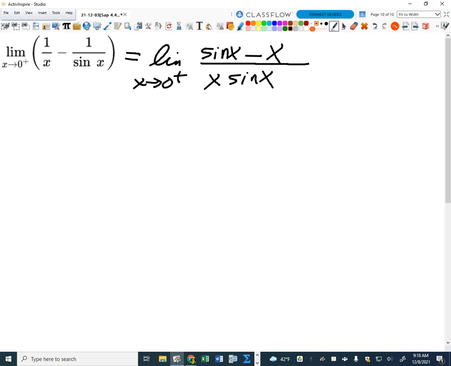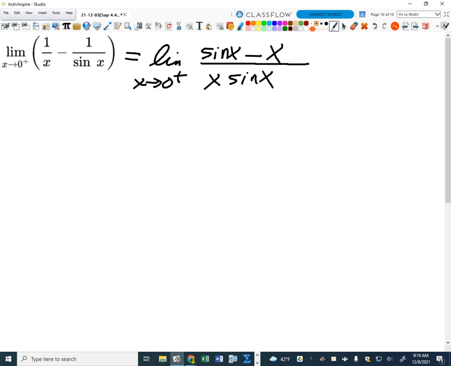How is the 1 over 0 infinity? If x is approaching 0 from the right, think what that's going to be like. I'm going to get things like 1 over 0.00, right? You see what I'm saying? The closer I get to 0, the bigger that fraction becomes.